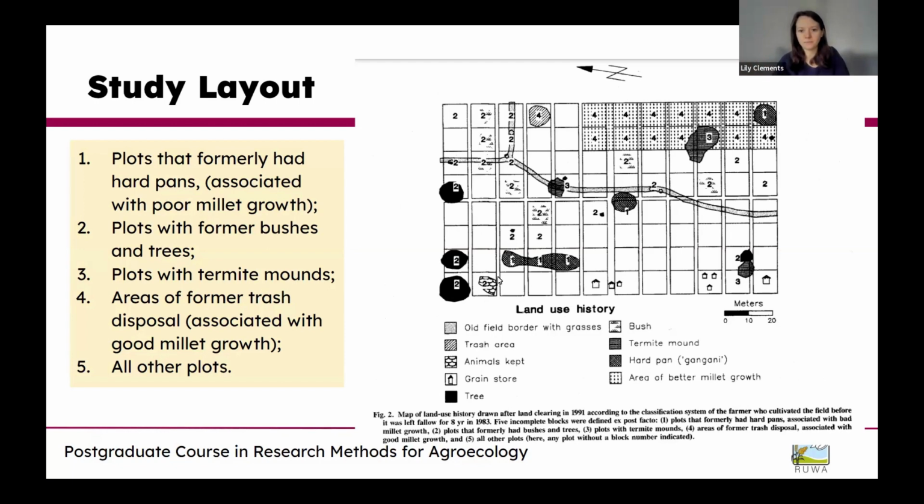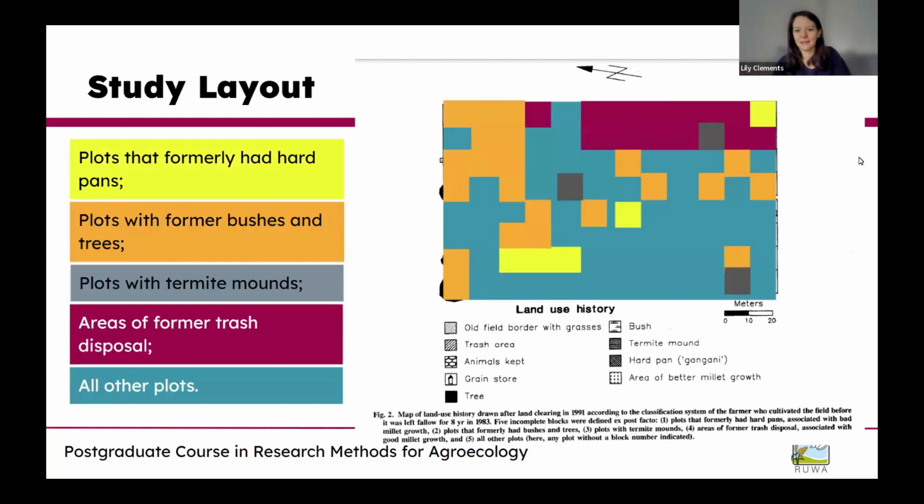So you can see, there was a termite mound there and here, and oh no, that's hard pan, sorry. Hard pan of these ones. Termite mound is 3, so there's our termite mound, things like that.